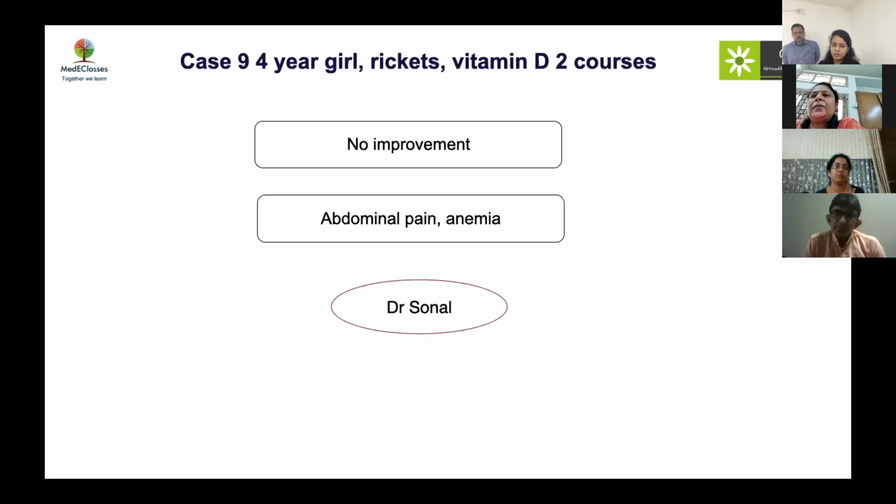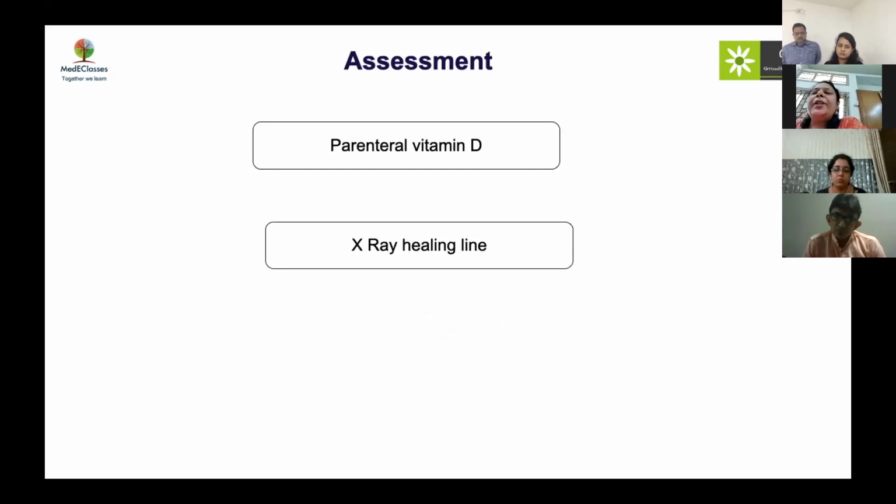So Sonal ma'am, what could be the cause of refractory rickets? This child has received 2 courses of vitamin D and still there is no signs of improvement on X-ray. This definitely shows the refractory rickets, but this child also shows abdominal pain and anemia. So we have to suspect malabsorption in this case, because vitamin D might not have been absorbed properly. So when you should suspect celiac disease, and you should go for TTG wherever you have a patient complaining of abdominal pain, anemia, pica, constipation, growth failure.